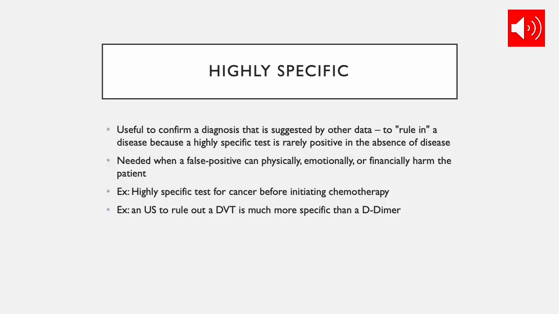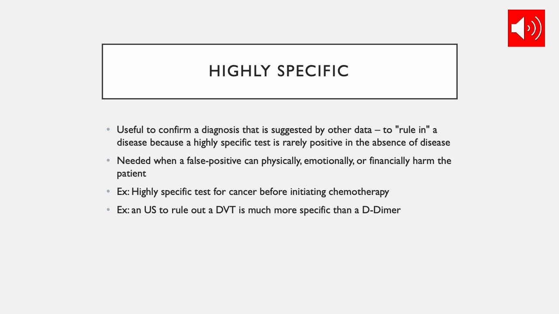When we're using a highly specific test, it's usually because we're trying to confirm a diagnosis that might be suggested by other data. So we're actually trying to rule in a disease, because a highly specific test is very rarely positive in the absence of disease. You really want this kind of test when a false positive can be harmful to the patient, whether physically, emotionally, or financially. An example would be, again, a test for cancer before initiating chemotherapy.